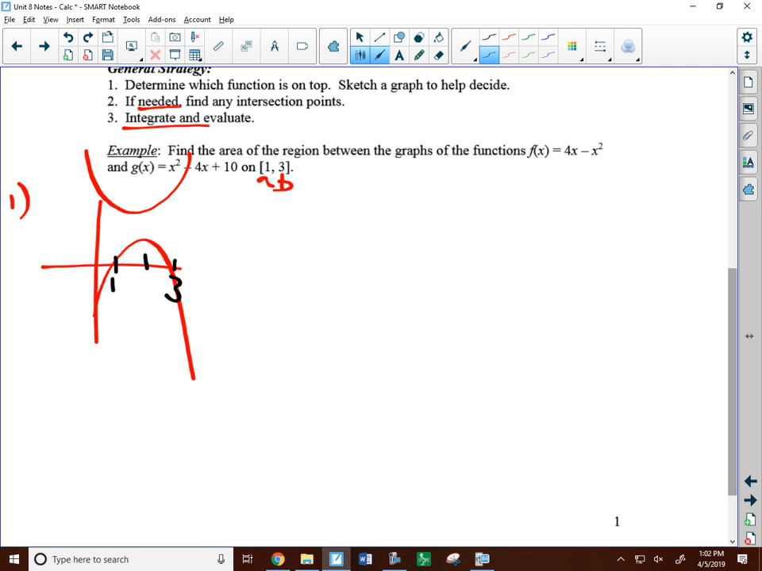So what we're actually getting is the area between the two curves. So I draw a line at 1 between them, a line at 3, and here's what I'm finding. That's what it's going to get me.